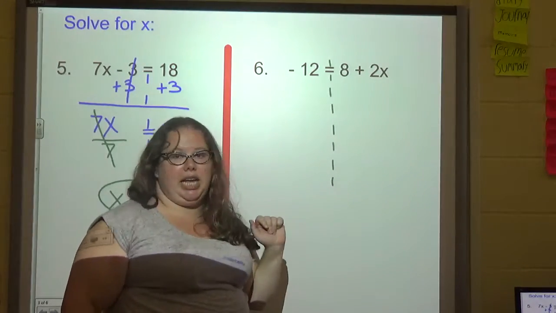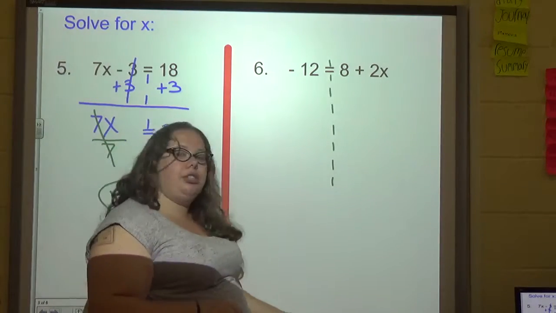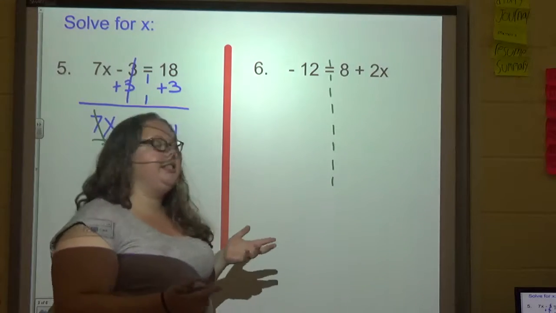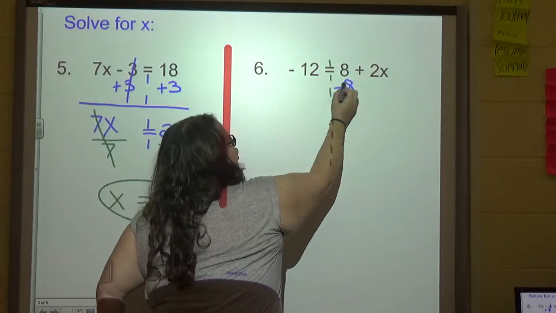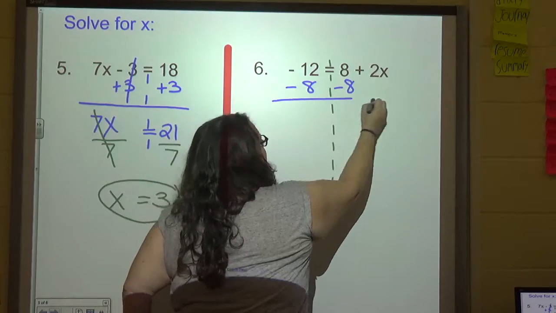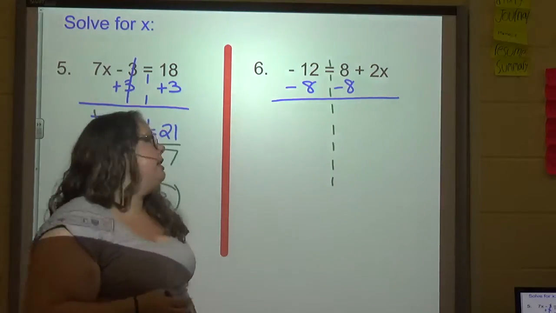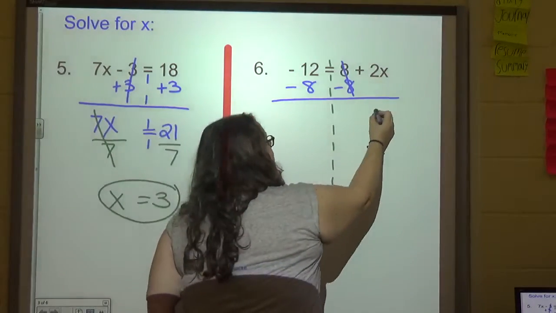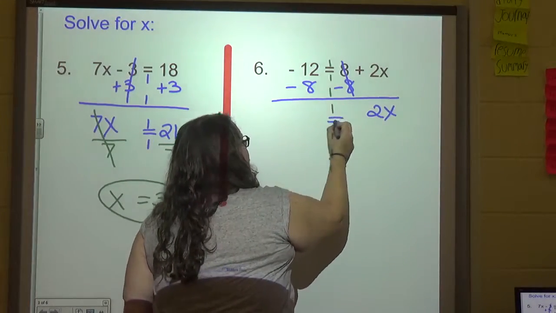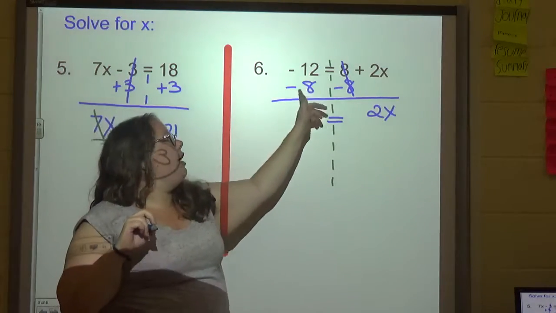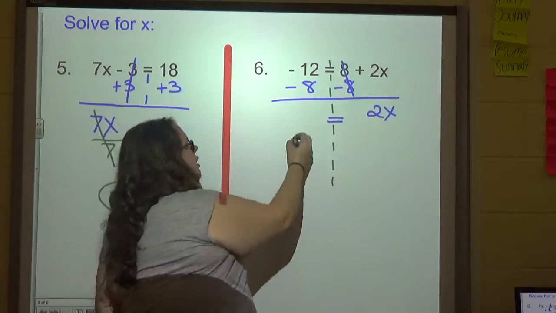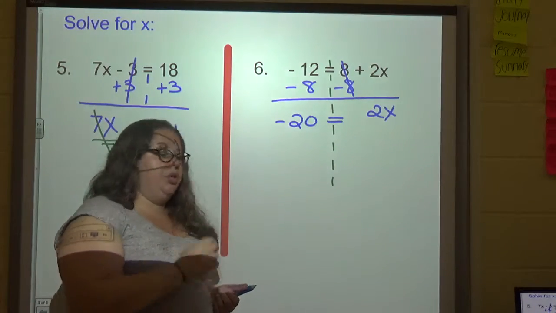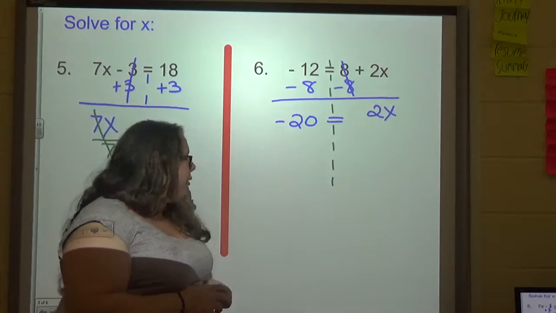So we have to get rid of that 8. Is that 8 adding or subtracting? It's a positive 8. The inverse of a positive is a negative. So we're going to subtract 8 on both sides. 8 minus 8 cancels to 0. I'm going to bring down my term, my 2x. Negative 12 minus 8 is negative 20. It's really important for you to know your integer rules for adding, subtracting, multiplying, dividing here.